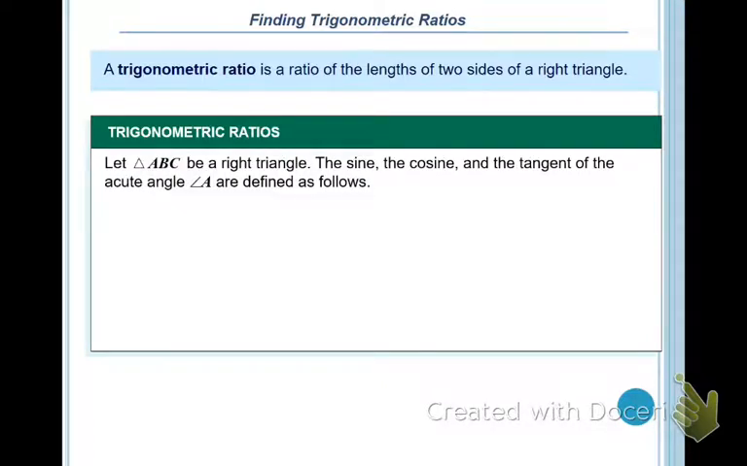Okay, so I'm going to show you an example. We're going to have triangle ABC be a right triangle. We're going to find the sine, cosine, and tangent of the acute angle A. So that sounds like rocket science. It's not actually going to be. So we're going to do one thing at a time. All right, go ahead and draw a right triangle like so.